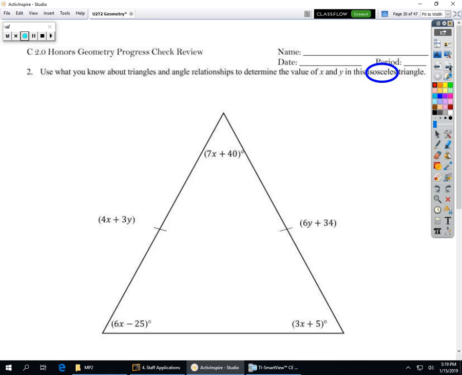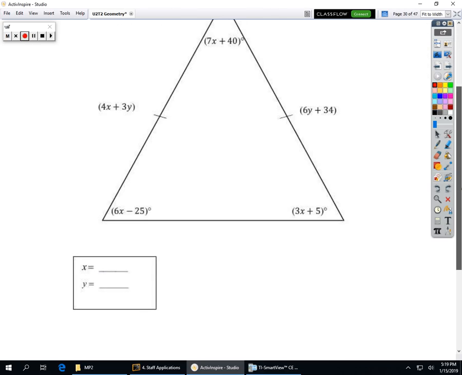All right, here I have an isosceles triangle, and I have to solve for x and y. With an isosceles triangle, it means that I've got two congruent sides, and I have two congruent angles. I need to solve for x first. The reason is that with y, I have an equation with x and y in it. So I either have to solve for y first or x first. In this case, I need to solve for x first.